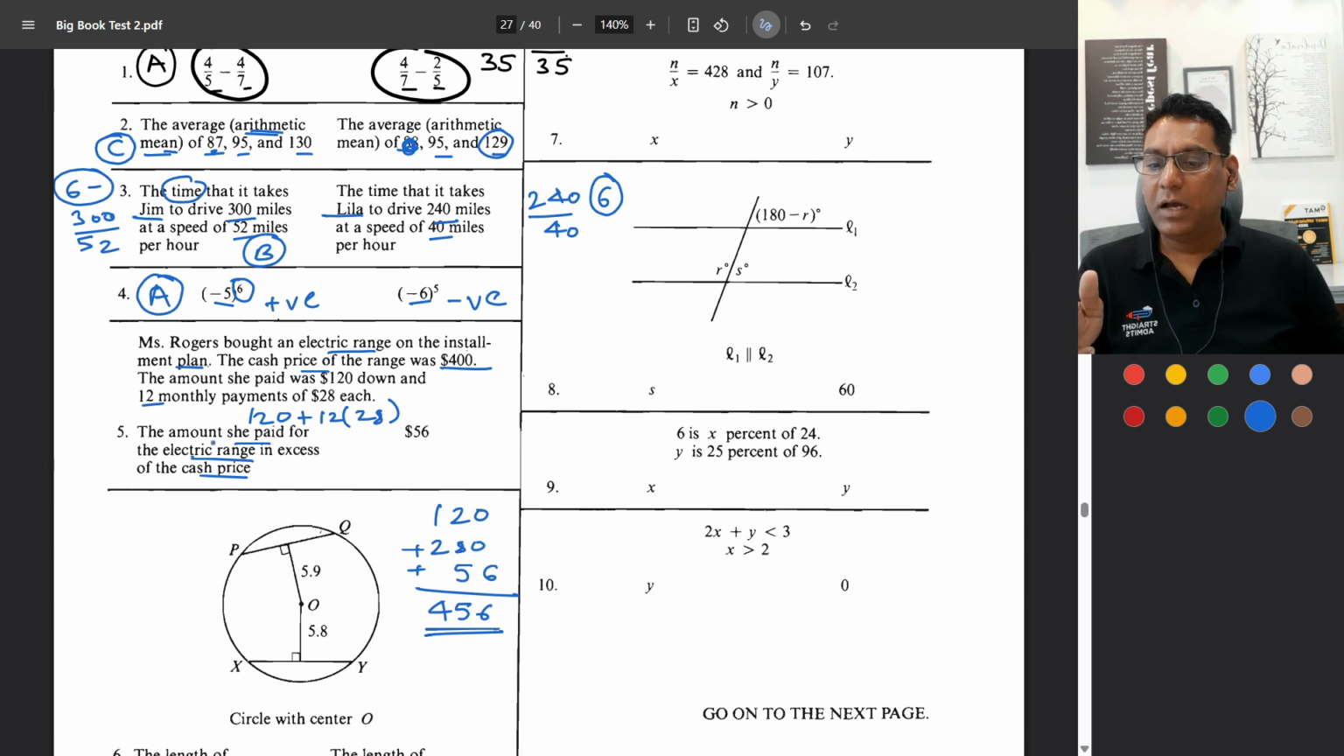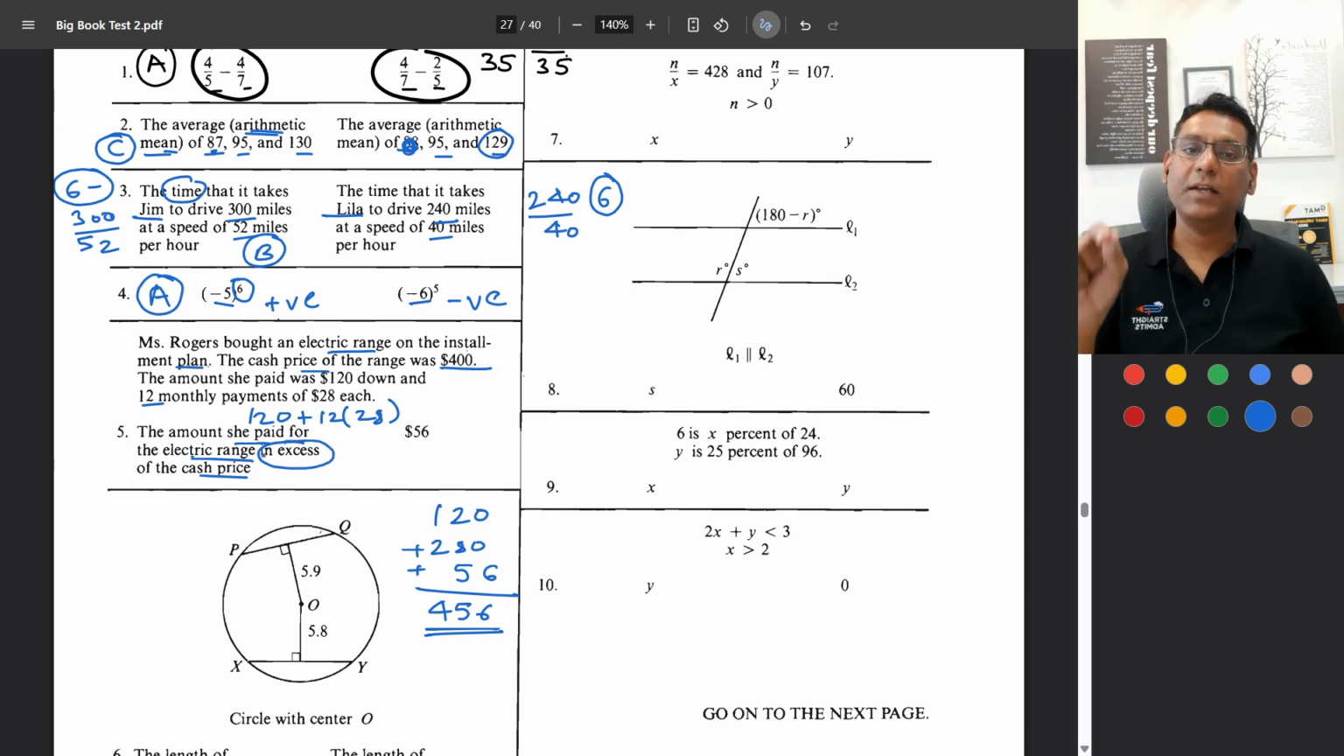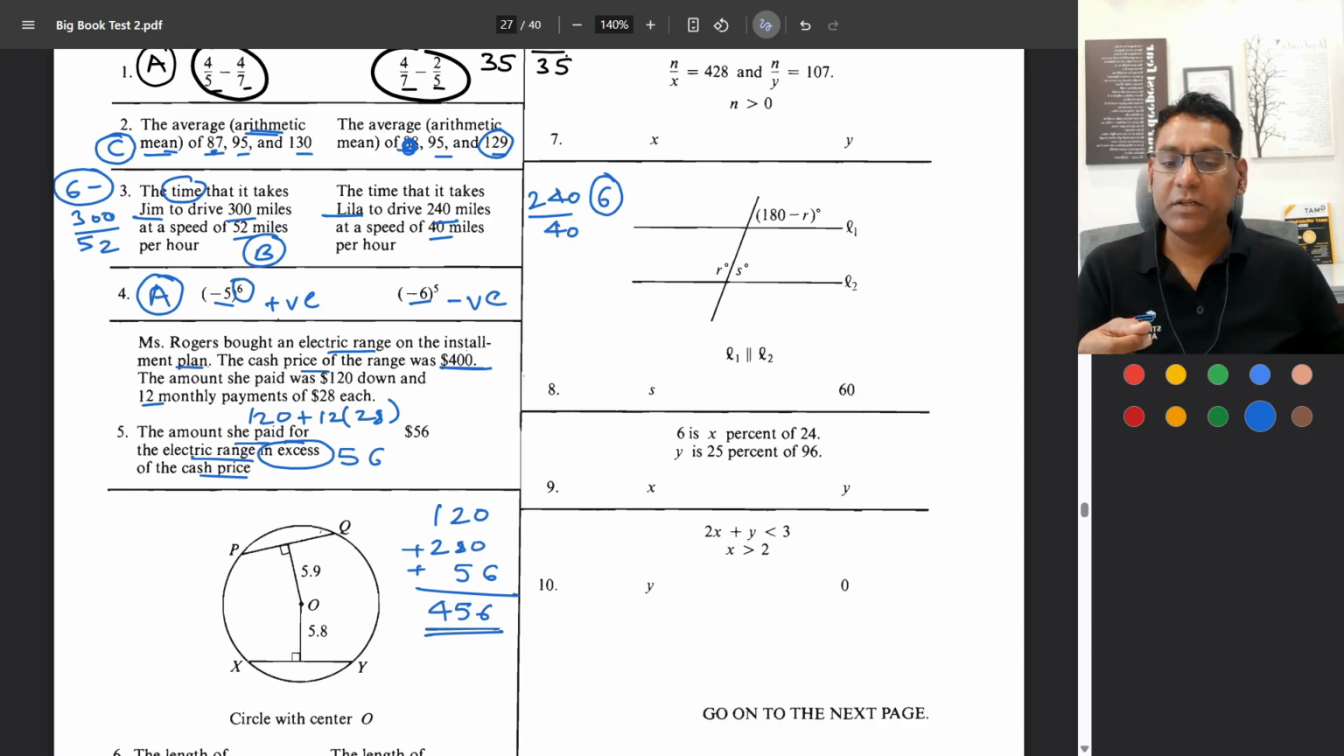The amount she paid for the electric range in excess. Now that's the key here. Excess of the cash price. So how much is she paying more? The cost was 400. She is paying 456. How much is she paying more? She's paying $56 more. 56 compared to 56. Both quantities are same. Answer choice C.